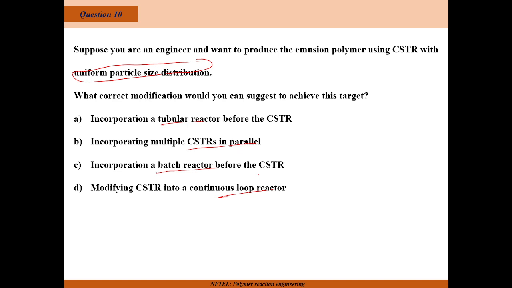Is it A, incorporating a tubular reactor? Yeah, it is a tubular reactor. A tubular reactor would generally give you uniform particle distribution. So the correct option is option A, tubular. Are there any other options, like only A or other options? Yeah, the option is just A.